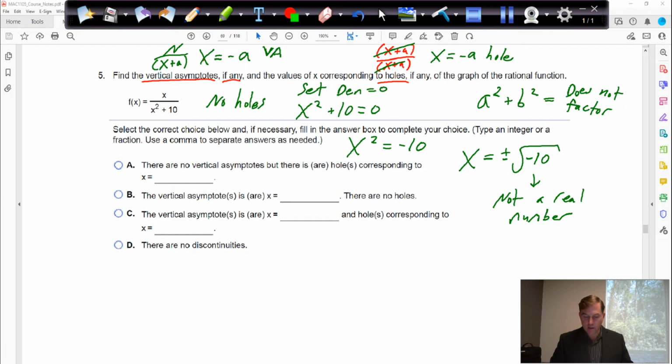And if you get that, not a real number, then there is no x value that will make the denominator 0. If there's no x value that makes the denominator 0, there are no discontinuities. So there's no holes, there's no vertical asymptotes. This, if you plotted it, will just be a smooth curve with no interruptions.